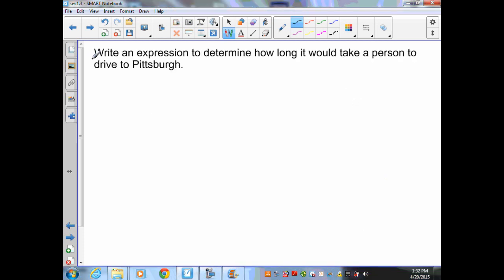In this problem, we want to write an expression to determine how long it would take a person to drive to Pittsburgh. To do this, we need to answer a few questions. 1, how far is Pittsburgh away? 2, what is the speed or the rate that that person is going to drive?